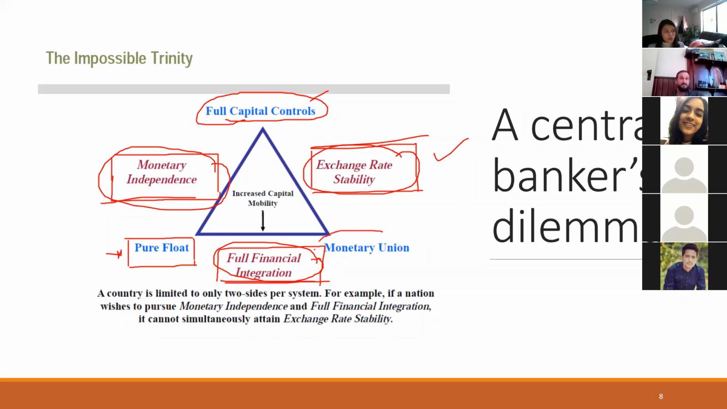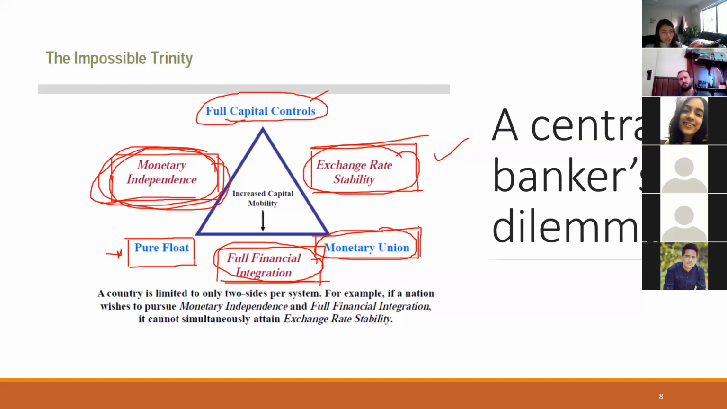Alternatively, if I choose to have monetary union, something similar to the European Union, I choose to be part of a union and I give up my own currency. I will adopt the union's currency. Think of a European Union member, for example. In this case, I don't have any independence in my monetary policy, because I give up my currency.